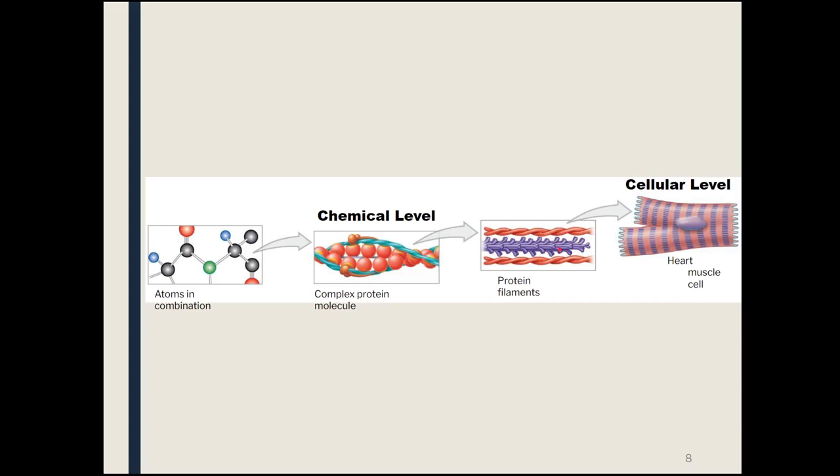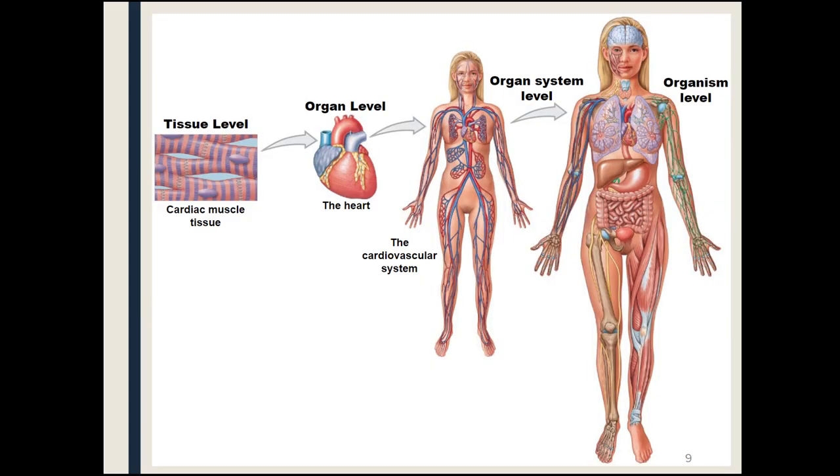You don't need to know that just yet, but these proteins interact at a chemical level to form the cellular level, which in this case we have the heart muscle. Then at the cellular level, multiple different heart muscle cells are going to form the tissue level, which is cardiac muscle tissue. This tissue is one type of tissue level that's going to be a part of an organ, which is the heart. The heart's also going to have nervous tissue, epithelial tissue, connective tissue.